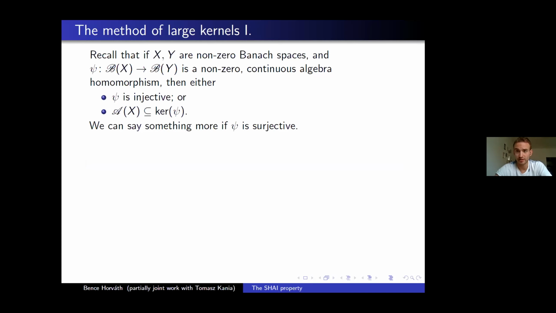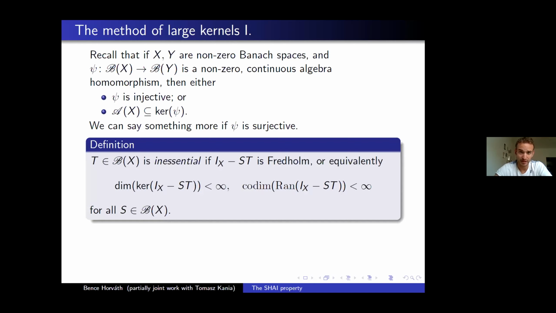We can strengthen this slightly when psi is surjective, but for me to make sense of the statement, let me just remind some of us what the ideal of the inessential operators is. So we will say that T is inessential if the identity minus ST is a Fredholm operator for every S, or equivalently the dimension of the kernel of this operator and the dimension of the space modulo the range are finite dimensional.